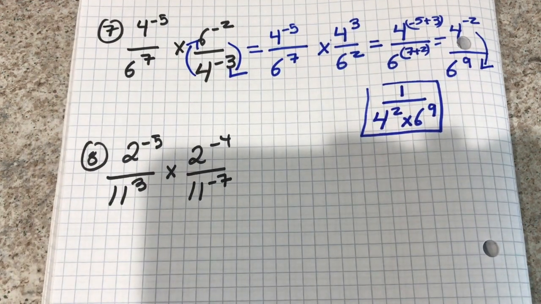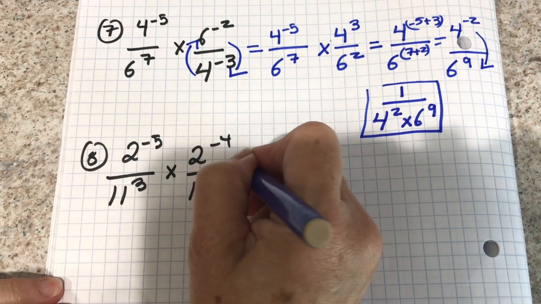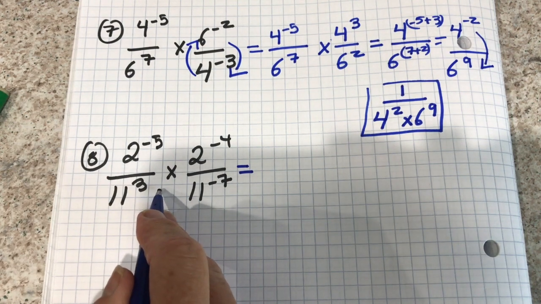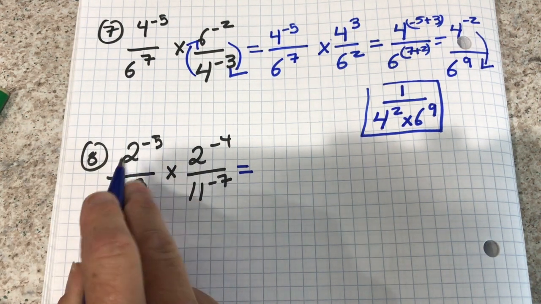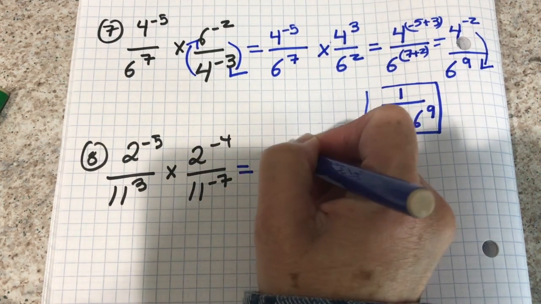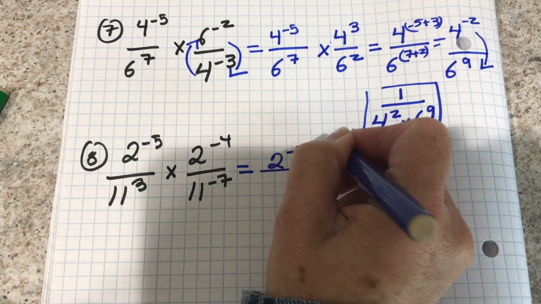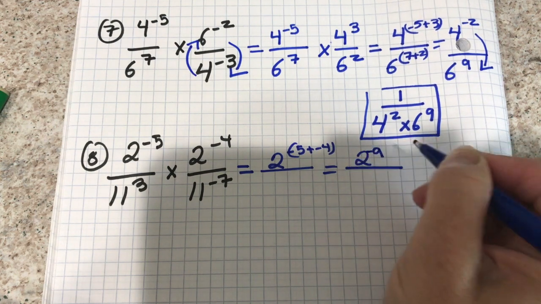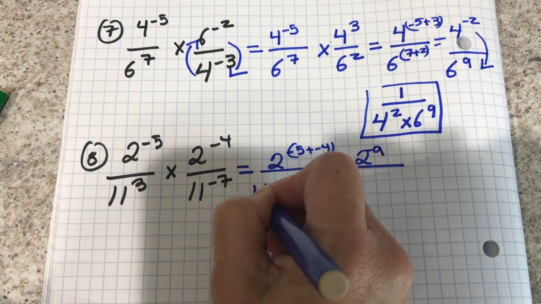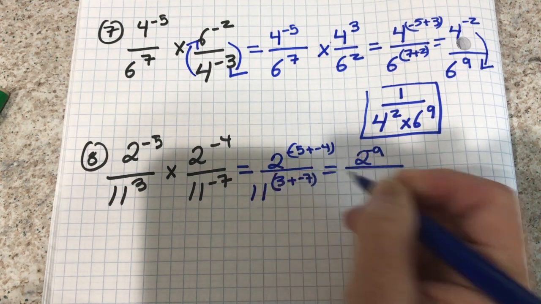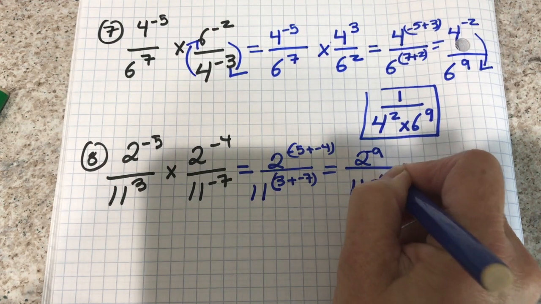For number 8, push pause, solve it, and then push play to check your work. For number 8, it is a multiplication problem, and I already have the bases together, so I'm simply going to add the exponents. 2, and I have negative 5 plus negative 4, which gives me 2 to the negative 9th power. And on the bottom, I have 11 as the base, 3 plus negative 7. 3 plus negative 7 is negative 4.